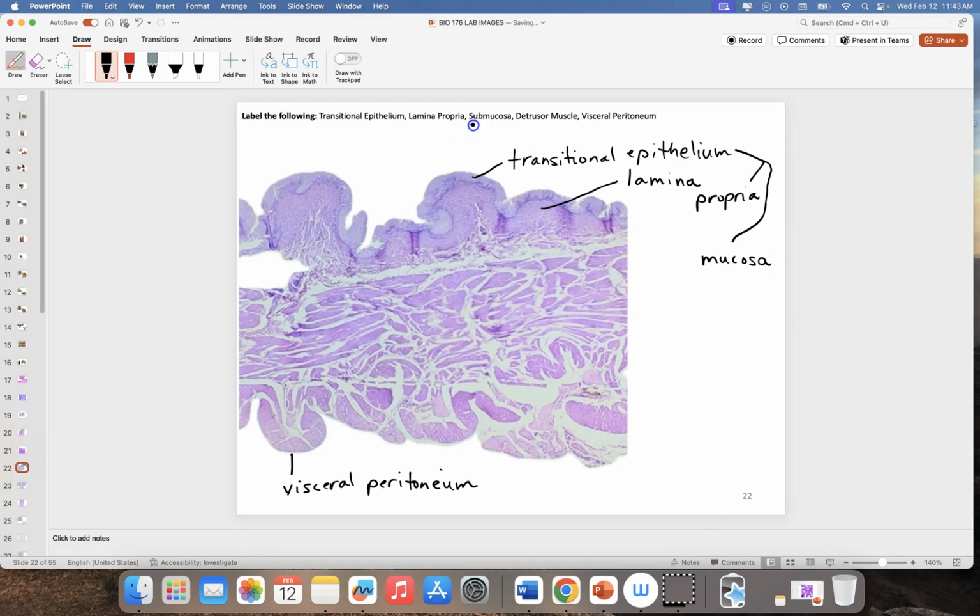And that's going to be helpful for when we look for the submucosa. Sub is going to imply below. And if we find then the parts of the mucosa, then we know that underneath the mucosa is going to be the submucosa.